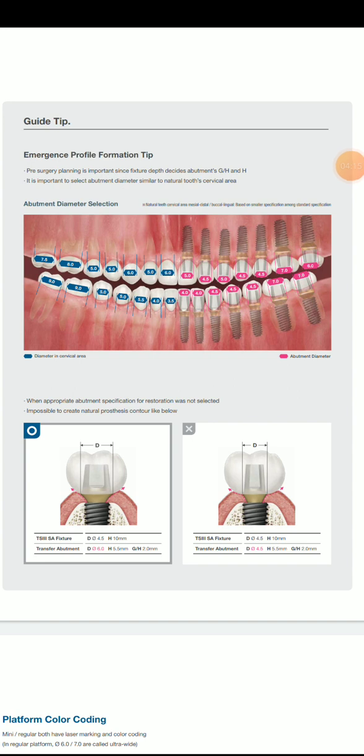In this diagram, you can see the blue part represents the diameter of the cervical area of the natural tooth, whereas the pink part shows the abutment diameter. You can either use a diameter of the abutment same as that of the implant fixture, but that will not create a good natural emergence profile. Instead, you can use a diameter of abutment a little bit more than the implant fixture diameter. If you do that, it will create a more natural, realistic look.